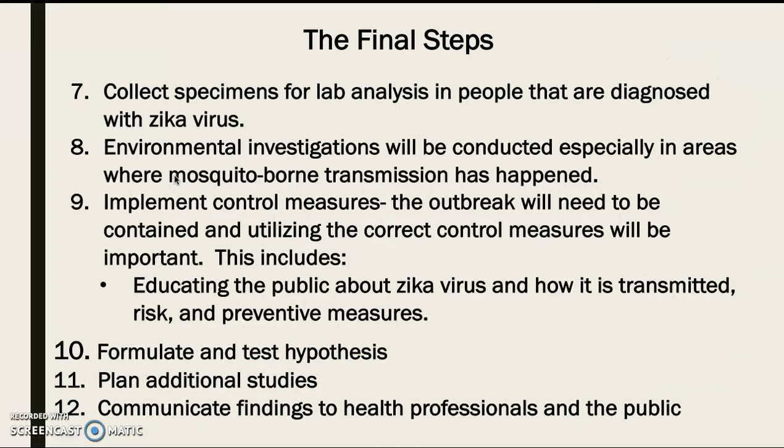The final steps include, the seventh step would be to collect specimens for lab analysis in people diagnosed with Zika virus. The eighth step involves an environmental investigation. This would be conducted in areas where mosquito-borne transmission is common. The ninth step is to implement control measures. The outbreak will need to be contained. Educating the public about Zika virus and how it is transmitted, the risks, and preventive measures will be important.